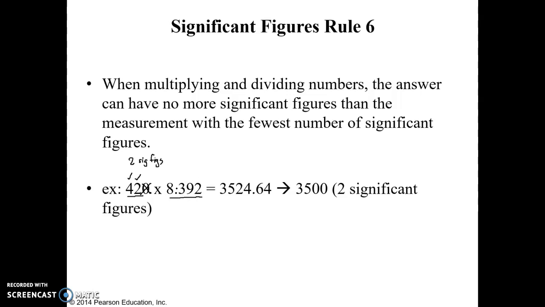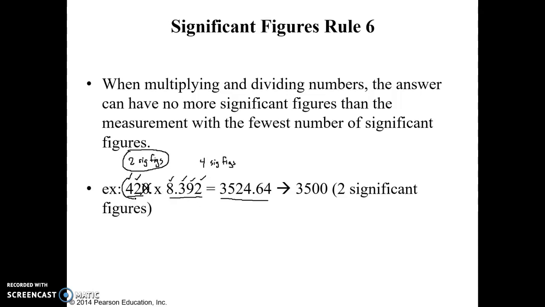This number, 8.392, all of these are non-zero. So the 8, the 3, the 9, the 2, they're all significant. It has 4. So the number with the least significant figures that we are using in our multiplication problem is this one, 2 significant figures, which means our answer should only have 2 significant figures. Now, if you punch this into your calculator, 420 times 8.392, your calculator will give you 3,524.64.